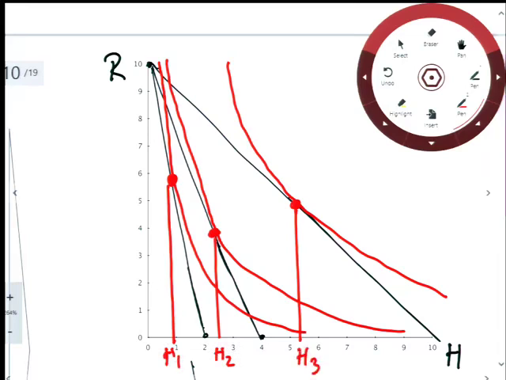H3 is the optimal consumption of Hershey's, given you have $20 of income, Reese's costs 2, Hershey's costs 2. H2 is the optimal consumption of Hershey's, given that you have $20 to spend, Reese's $2, Hershey's costs $5. H1 is the optimal consumption of Hershey's, given that you have $20, Reese's costs 2 a bag, and Hershey's costs 10 a bag.